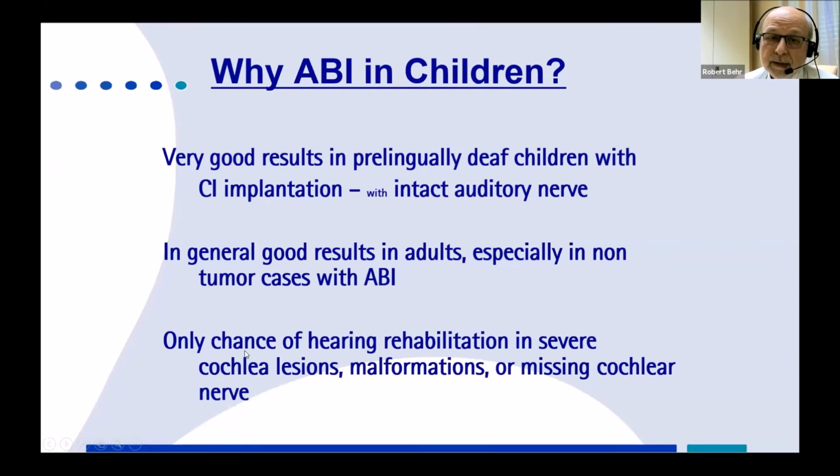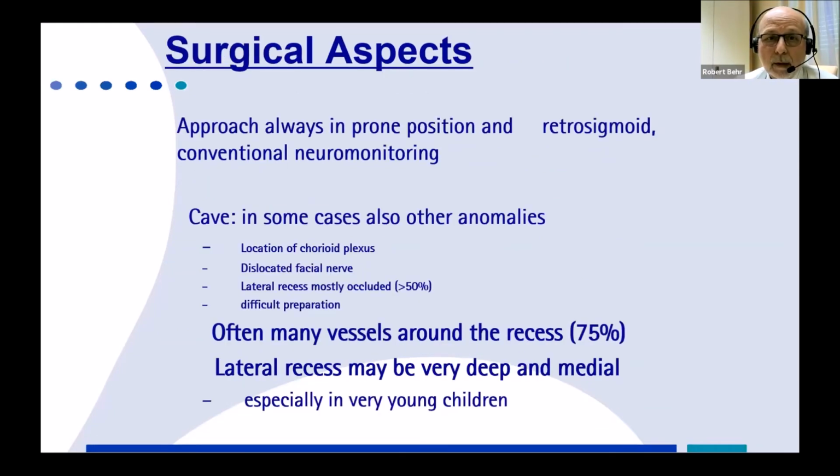And it is the only chance to restore hearing in children who have no chance to get a cochlear implant, by implantation of an ABI. We have to look at some surgical aspects, because I already mentioned it. The approach is a little bit different from the tumor cases. It is always in the prone position, and it's retrosigmoid.